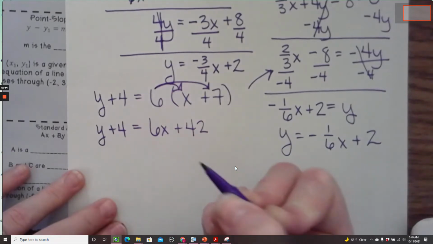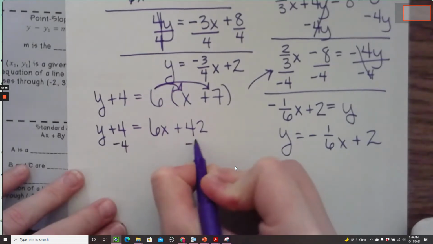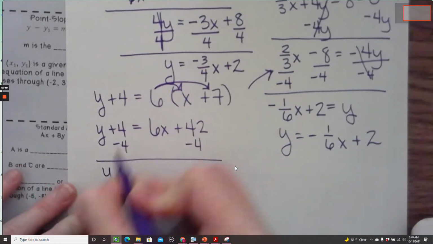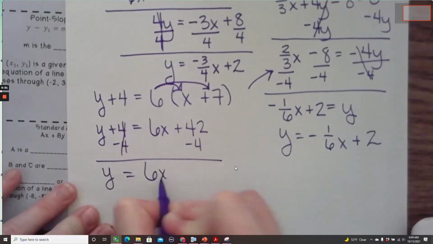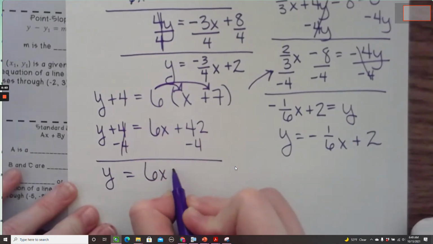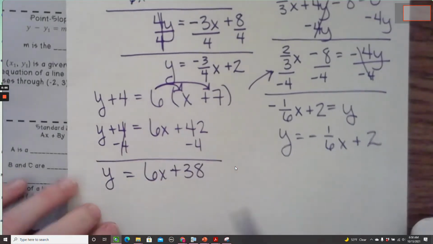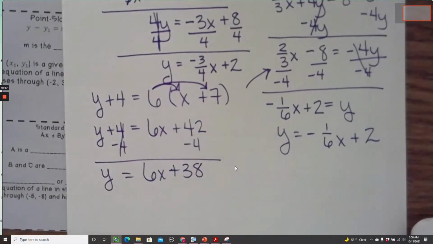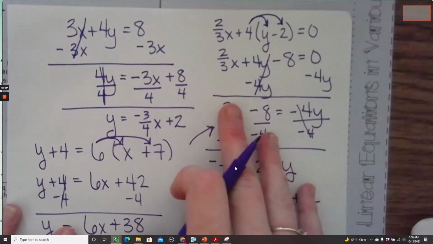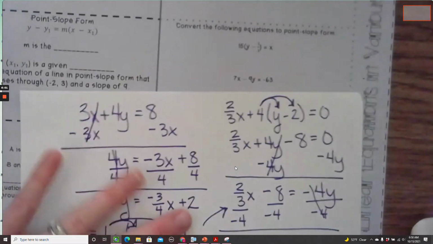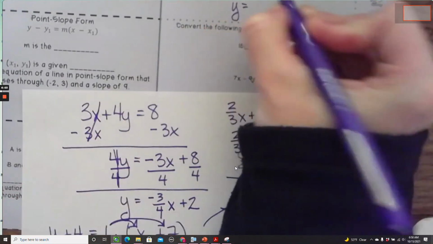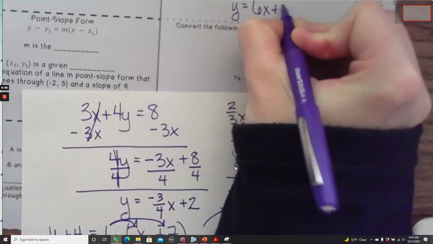So I'm just going to subtract 4 from both sides. So I have y equals 6x, 42 minus 4 is a positive 38. So sometimes converting is a little bit easier. This is one of your tougher ones to convert. So on that last one we have y equals 6x plus 38.